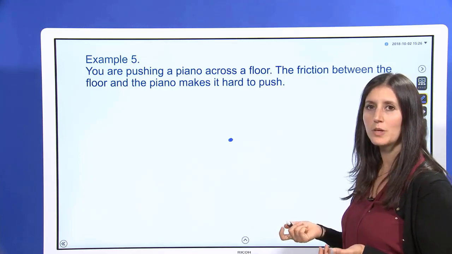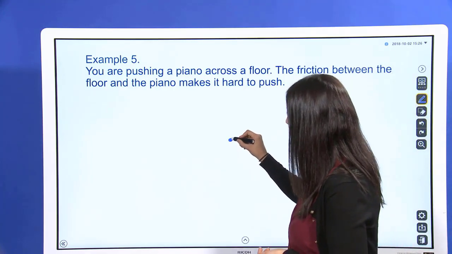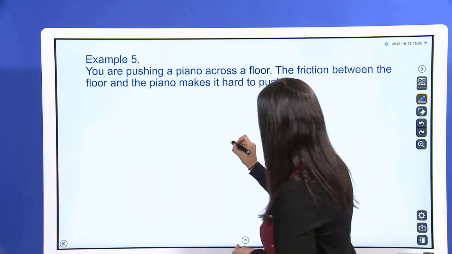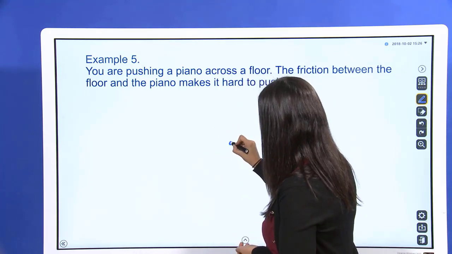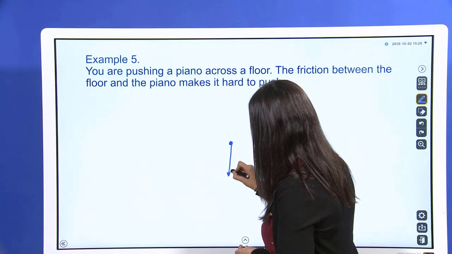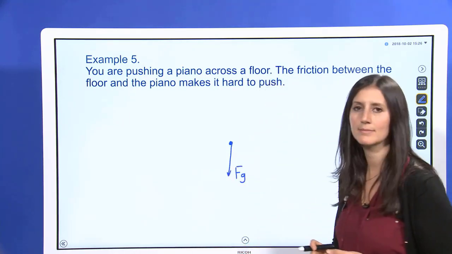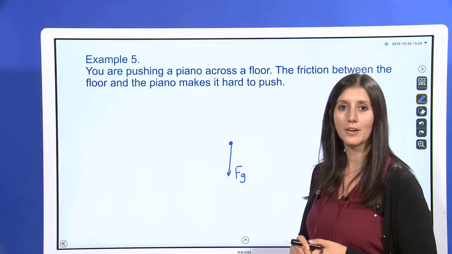The first force we always can put in is the force of gravity, and it always points straight downwards. Let me do that again. My piano is a dot. The force of gravity points straight downwards, Fg. Now, what other forces are there?